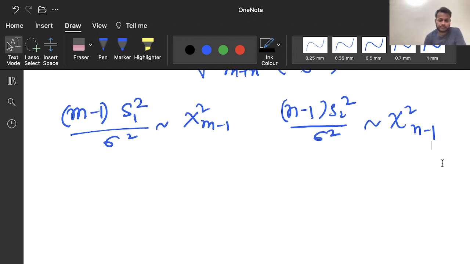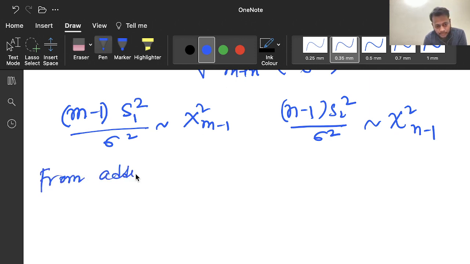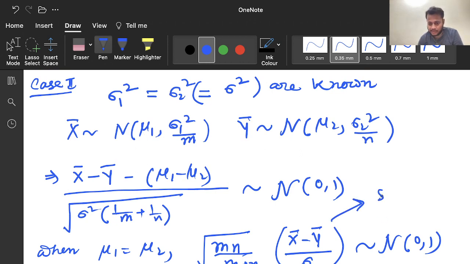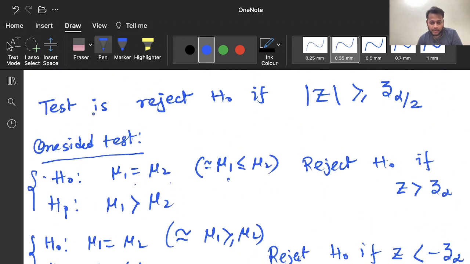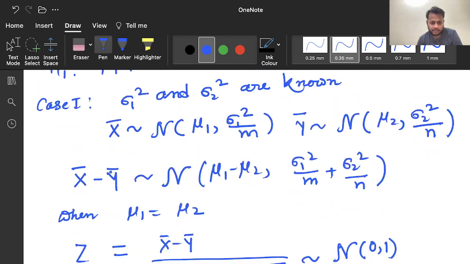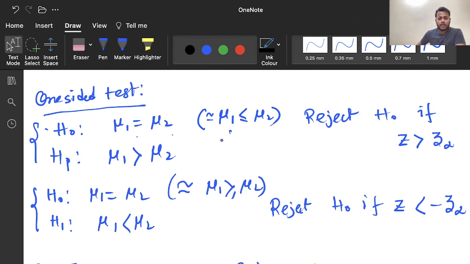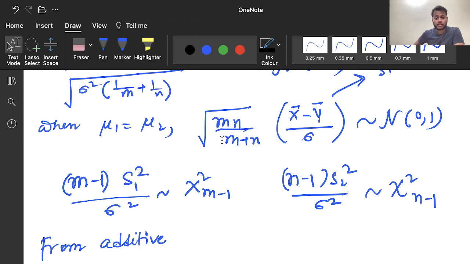And from the additive property, if sigma is known, from these statistics and from the above three tests, two-sided and one-sided, you can draw your conclusion whether you can reject the null hypothesis, or why there is no reason to reject the null hypothesis.